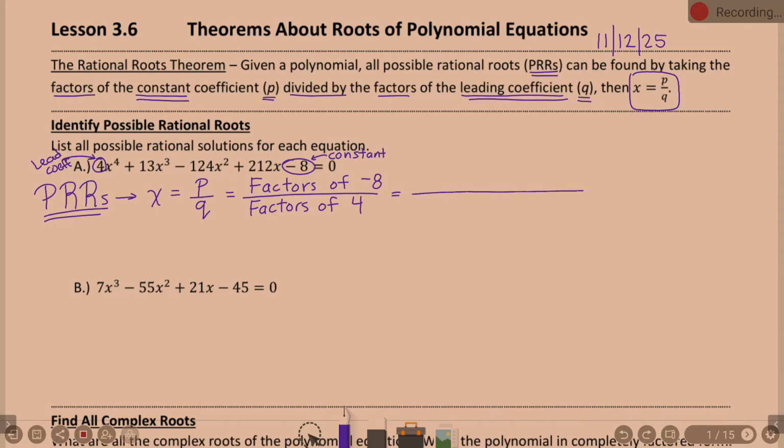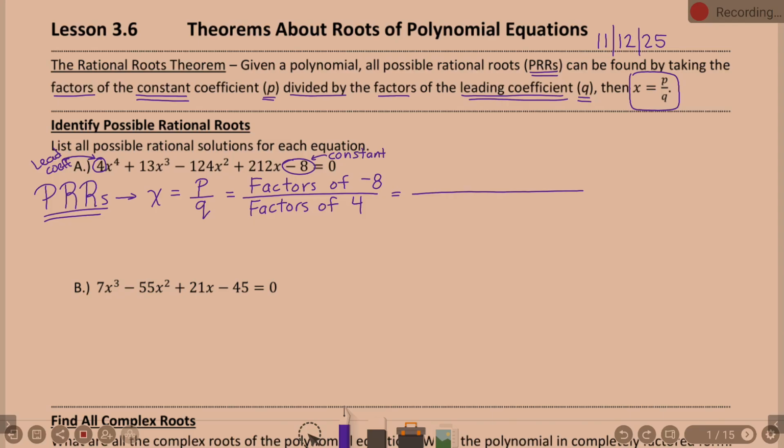Okay, let's make a list. On top, factors of -8. I wouldn't even worry about negative right now, just think 8. What kind of factors of 8 can we talk about? 2 or 4. 2 times 4 is 8, so that's a pair of numbers. What else can we talk about? 1 times 8 is 8. So 1 and 8, 2 and 4. Are there any other ways to multiply to get 8? No. So my factors are 1, 4, 2, and 8.